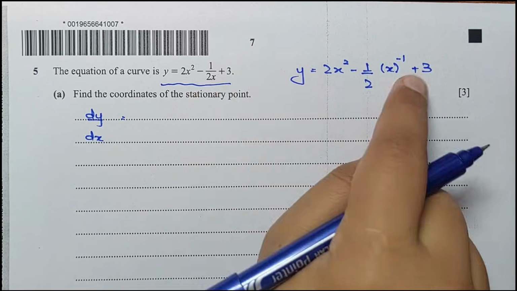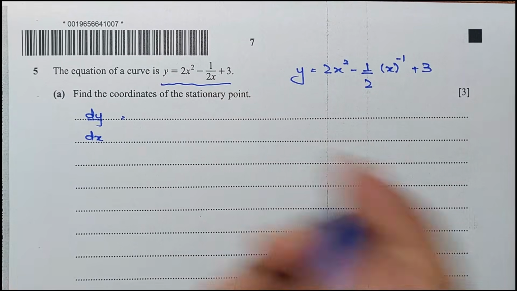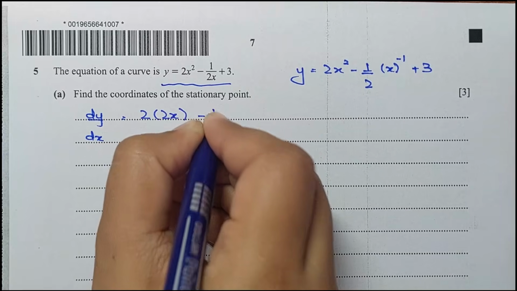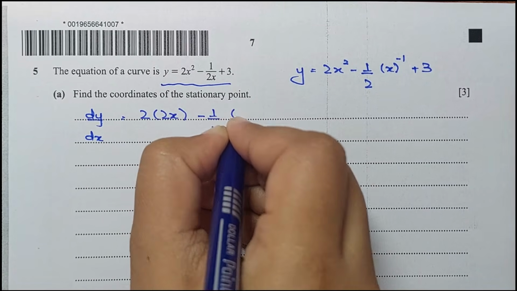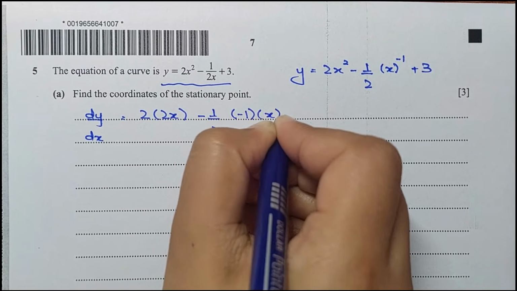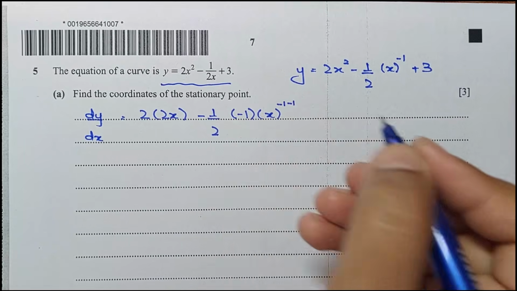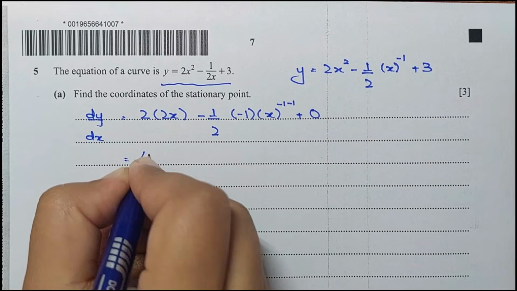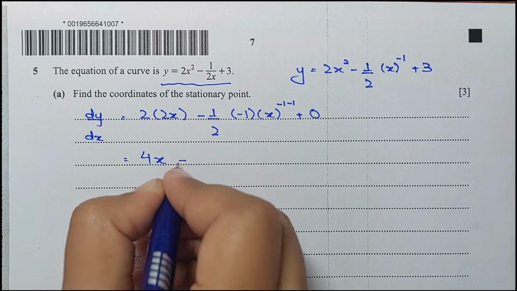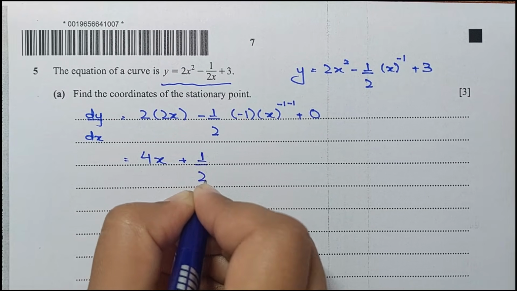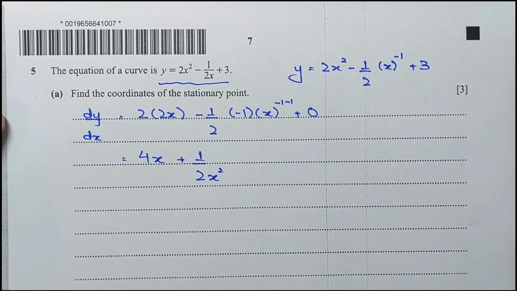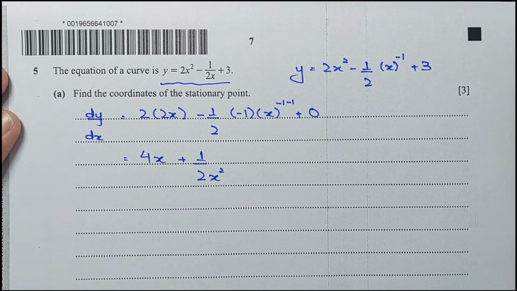I just shift 1 over x to x to the power minus 1. The derivative of 2x squared is 4x. Minus 1 by 2 is a constant term, applying the power rule: power minus 1, and the derivative of x to the power minus 1 gives minus x to the power minus 2. The derivative of the constant is 0. So this is 4x, and minus times minus is plus 1 by 2, over x squared, which was x to the power minus 2 shifted to the denominator. So this is the derivative, right?